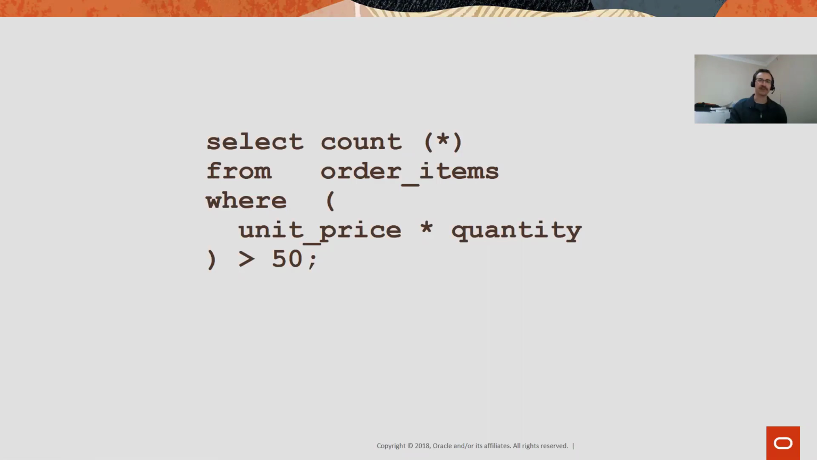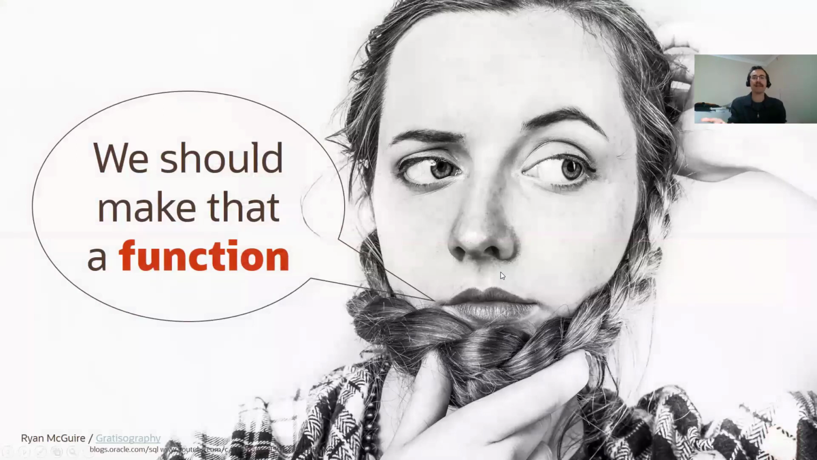But this is where programmers who come from a non-SQL or non-database development background start to chime in and go, well, hang on, we've got a function here. We're multiplying 2 columns together. Shouldn't we make that a function, a reusable component? After all, we're likely to do this in several different SQL statements. We might want to show it in a report. We might want to filter on it in the where clause, and so on and so forth.